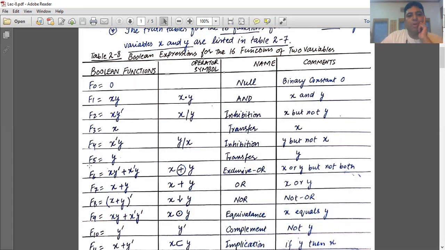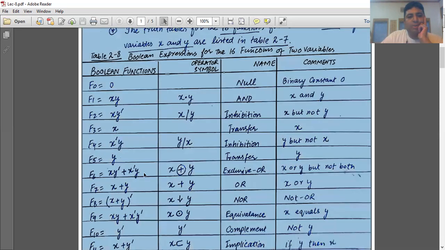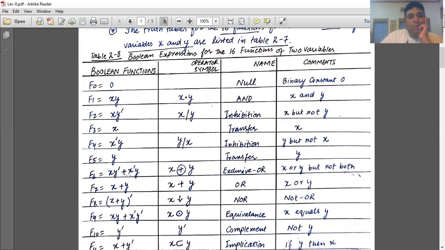Then exclusive OR, x y bar plus x bar y. Basically this function gives a one output when x and y are different. X is 1, y is 0 or x is 0, y is 1, it gives a one output. When both x and y are the same, it will give you a 0 output. X plus y is OR. We already know what an OR function is. It gives a one output when either one of the inputs or both of the inputs are 1.